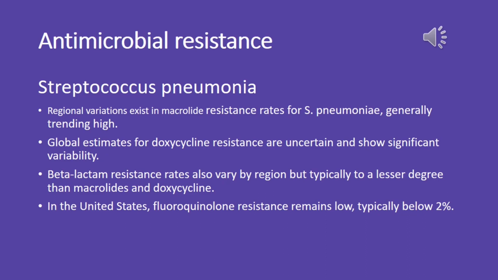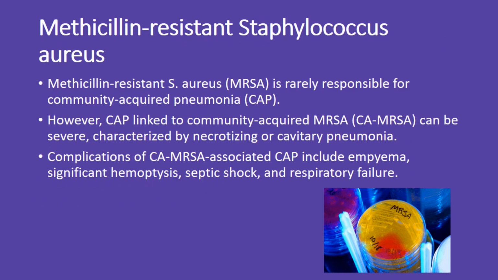But here's the good news. Beta-lactam resistance, while varying by region, usually doesn't reach the heights of macrolides and doxycycline. And in the United States, fluoroquinolone resistance remains reassuringly low, typically staying below 2%. Methicillin-resistant Staphylococcus aureus, MRSA, is rarely responsible for community-acquired pneumonia. However, CAP linked to community-acquired MRSA can be severe, characterized by necrotizing or cavitary pneumonia. Complications of community-acquired MRSA-associated CAP include empyema, significant hemoptysis, septic shock, and respiratory failure.